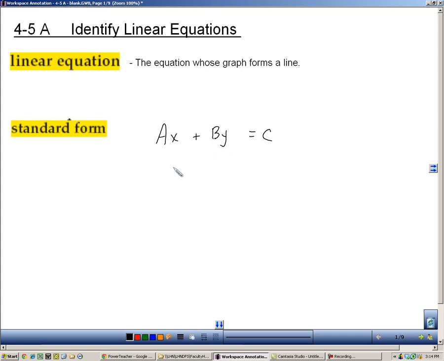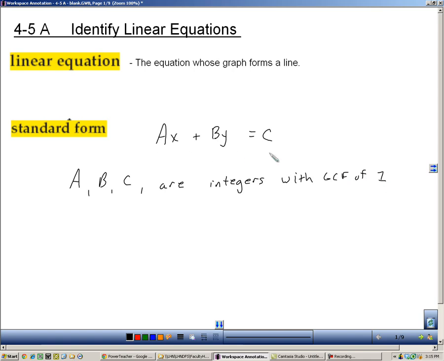Now let's talk about it a little bit. A linear equation has an x value and a y value. These letters A, B, and C all represent numbers, and there's some specific things about these numbers you have to know. A, B, and C, they're integers, which means they cannot be fractions or decimals, and they have to have a GCF, or a greatest common factor, of 1, which means they can't have any other factor that goes into them.